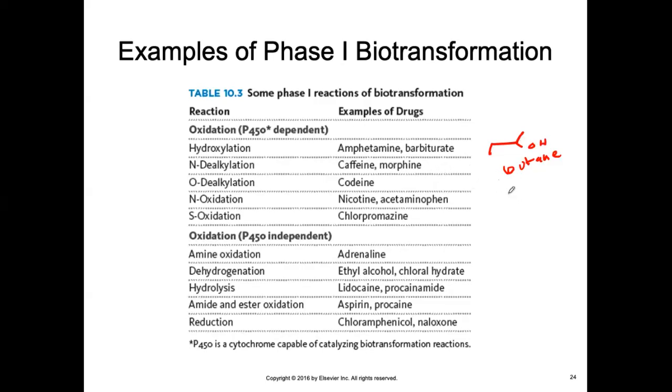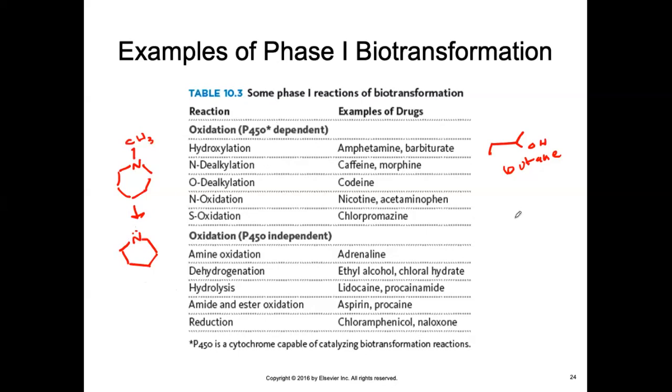N-dealkylation. Okay, let's say that you have a compound that has a nitrogen in it, with a ring. Okay, these are all organic compounds. Nitrogen-containing compounds, and then you have maybe a methyl group hanging off of there. N-dealkylation would take it from that to just this, rendering it more water soluble.